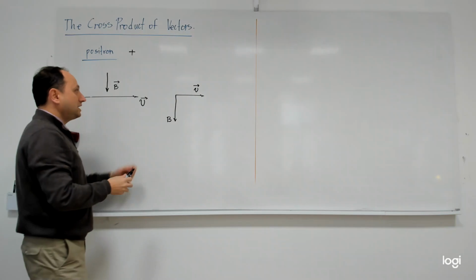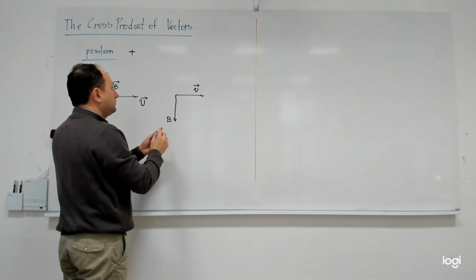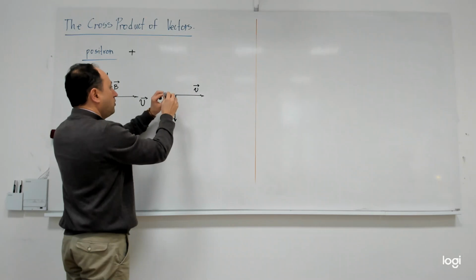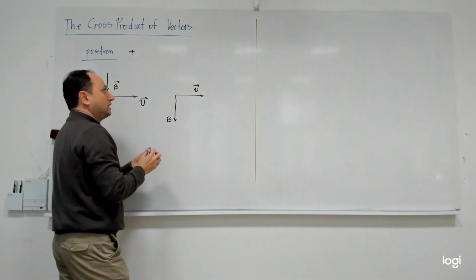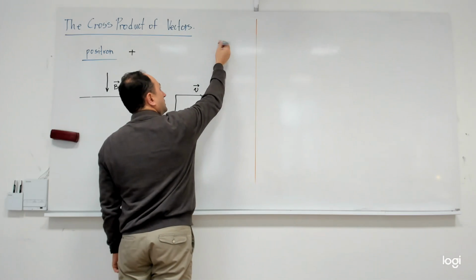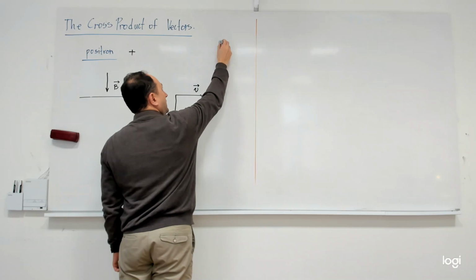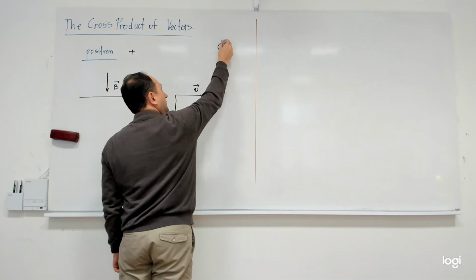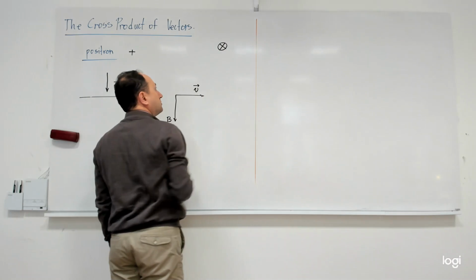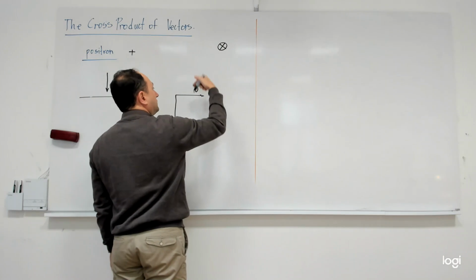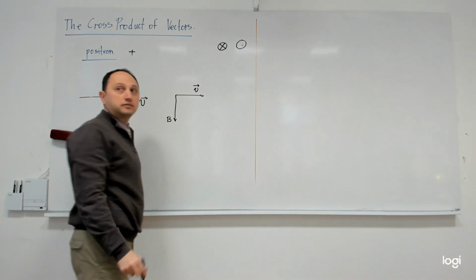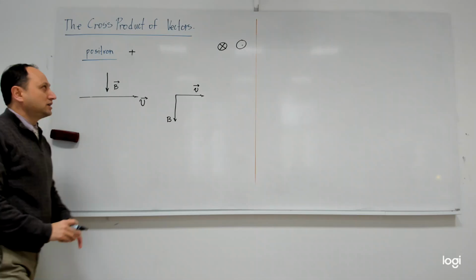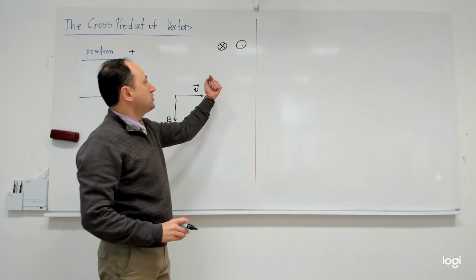Okay, so it means that in this situation, the force will point, if this is the tip of the arrow for the force, into the plane. And by the way, there is a way to show it. If a vector points into the plane, we show it by this symbol. If the vector points out of the plane, we show it by this. Yes? So that is a standard notation.